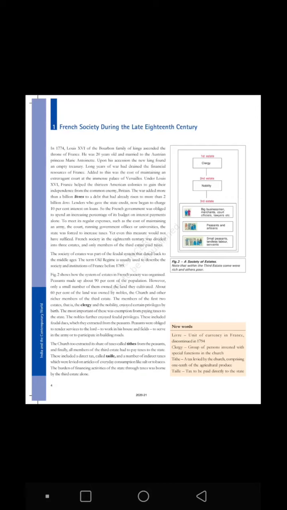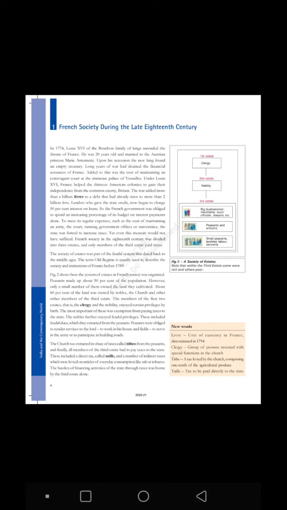French society in the 18th century was divided into three estates, and only a member of the third estate paid taxes. Take a look at figure 2, a society of estates. Note that within the third estate some were rich and others poor. First estate, clergy; second estate, nobility; third estate, big businessmen, merchants, court officials, lawyers, etc. Peasants and artisans; small peasants, landless labor, servants.